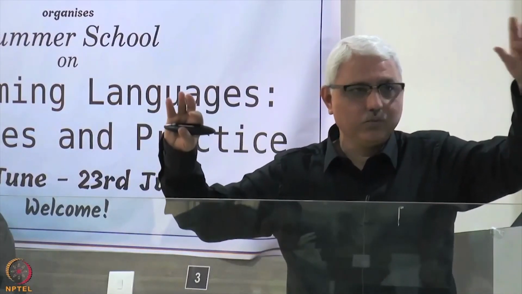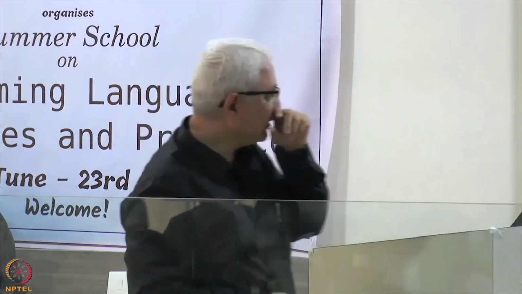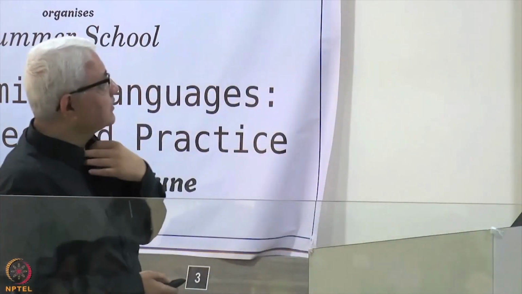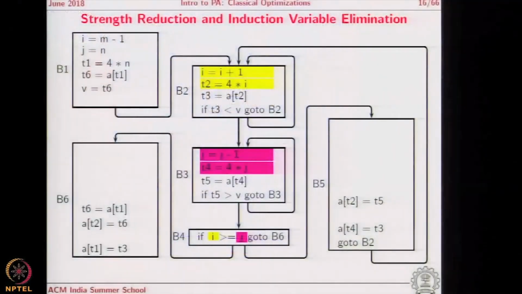It is possible that you may still have one optimization leading to the other optimization which has not been done by a compiler, right. Okay, so that is copy propagation and dead code elimination. Let us look at the final optimization, strength reduction and induction variable elimination.